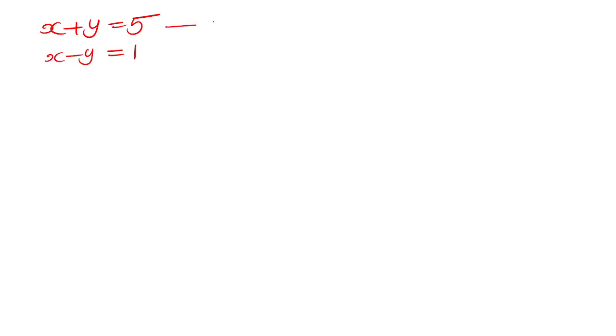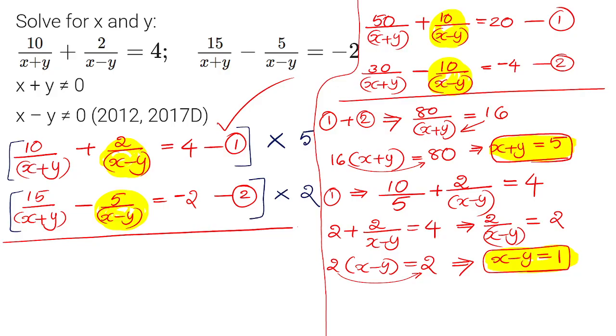You can give another name for these equations, because equations 1 and 2 are already considered. I got x plus y equal to 5 and x minus y equal to 1.